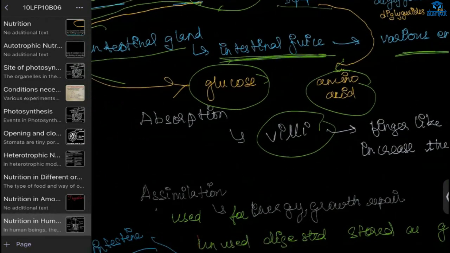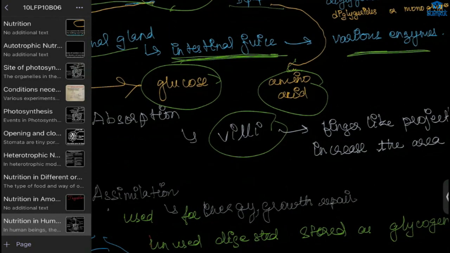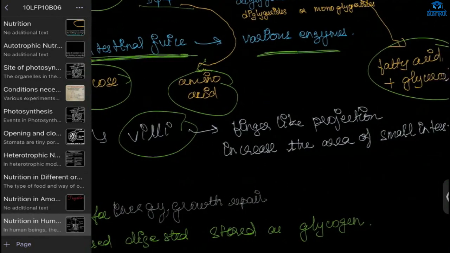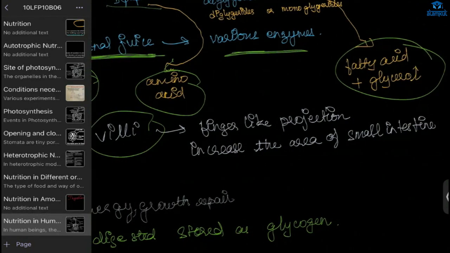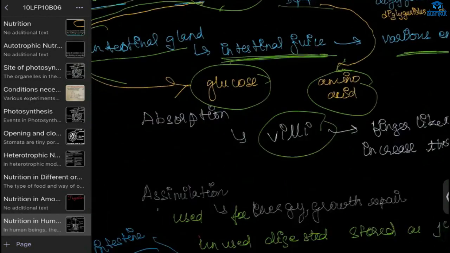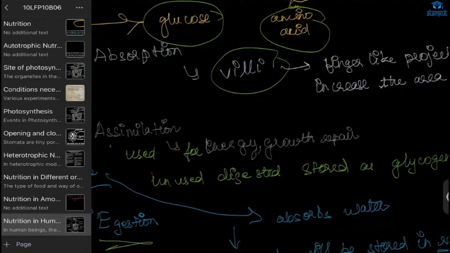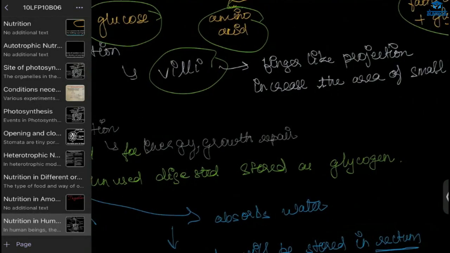Then the absorption will occur. In the small intestine, there will be villi. Okay, it is a finger-like projection. It will increase the area of absorption, the area of the small intestine, and it will increase the absorption rate also. It will have vessels to carry the absorbed food to all parts of the body. And there, what will happen? Assimilation will occur. It will be used for energy, growth and repair. Then unused digested food will be stored as glycogen.